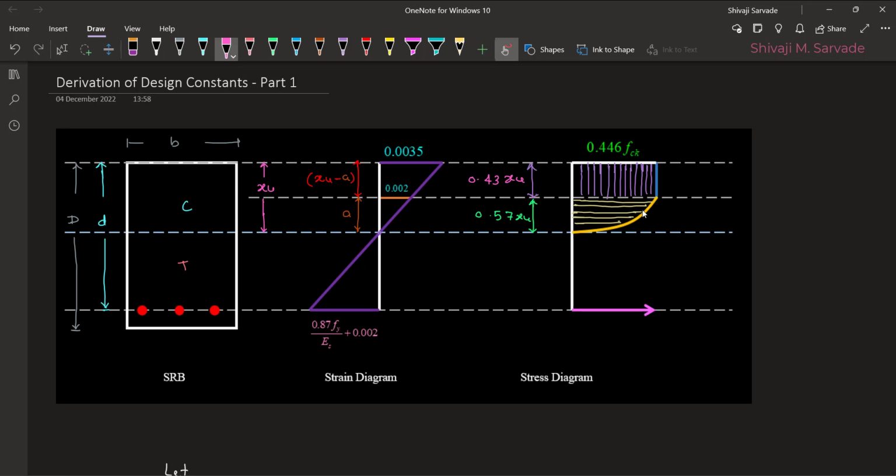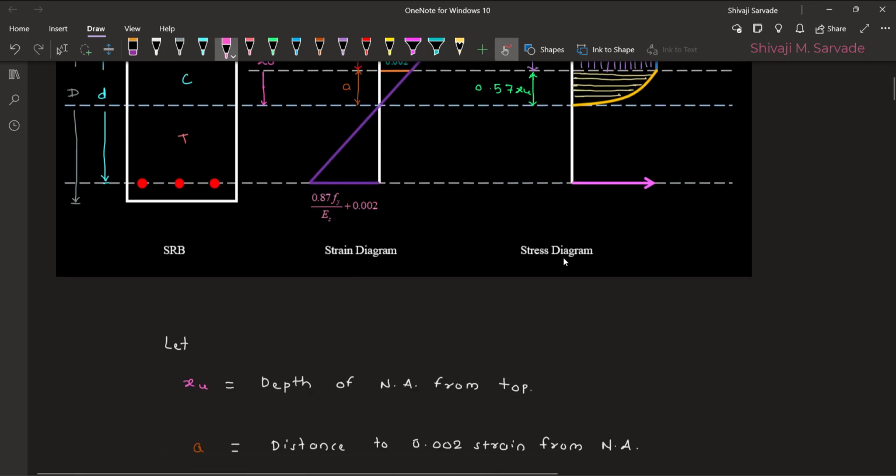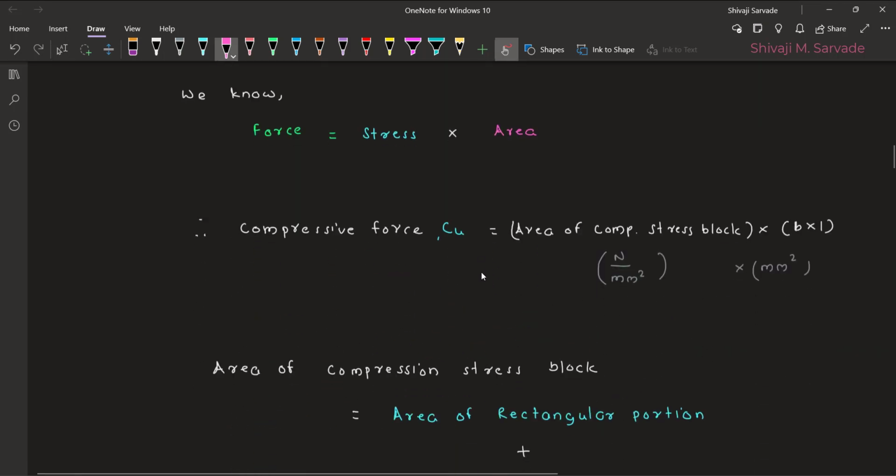Now the objective would be to get the total compressive force. Now how would I get the total compressive force? I'll have to add this rectangular portion and this parabolic portion. If I can calculate their areas, I will be able to get the total compressive force. So the total area of the stress block can be calculated as the area of the rectangular portion of the stress block plus the area of the parabolic portion of the stress block. Since we know all the sides now, let's go down and check what the areas are.